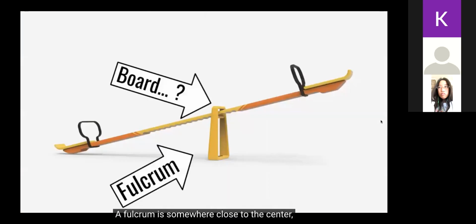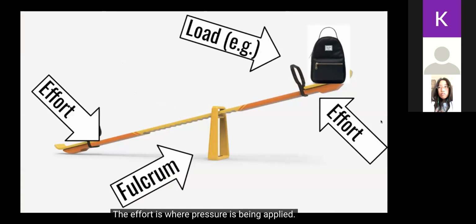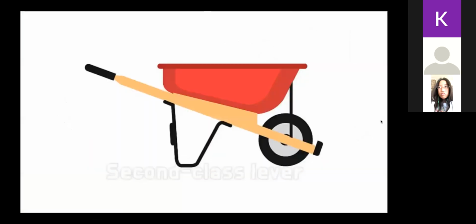A fulcrum is somewhere close to the center, and it's the point where the board goes up and down. The load is the thing you want to lift up. The effort is where pressure is being applied, so when you're pushing down on the seesaw.